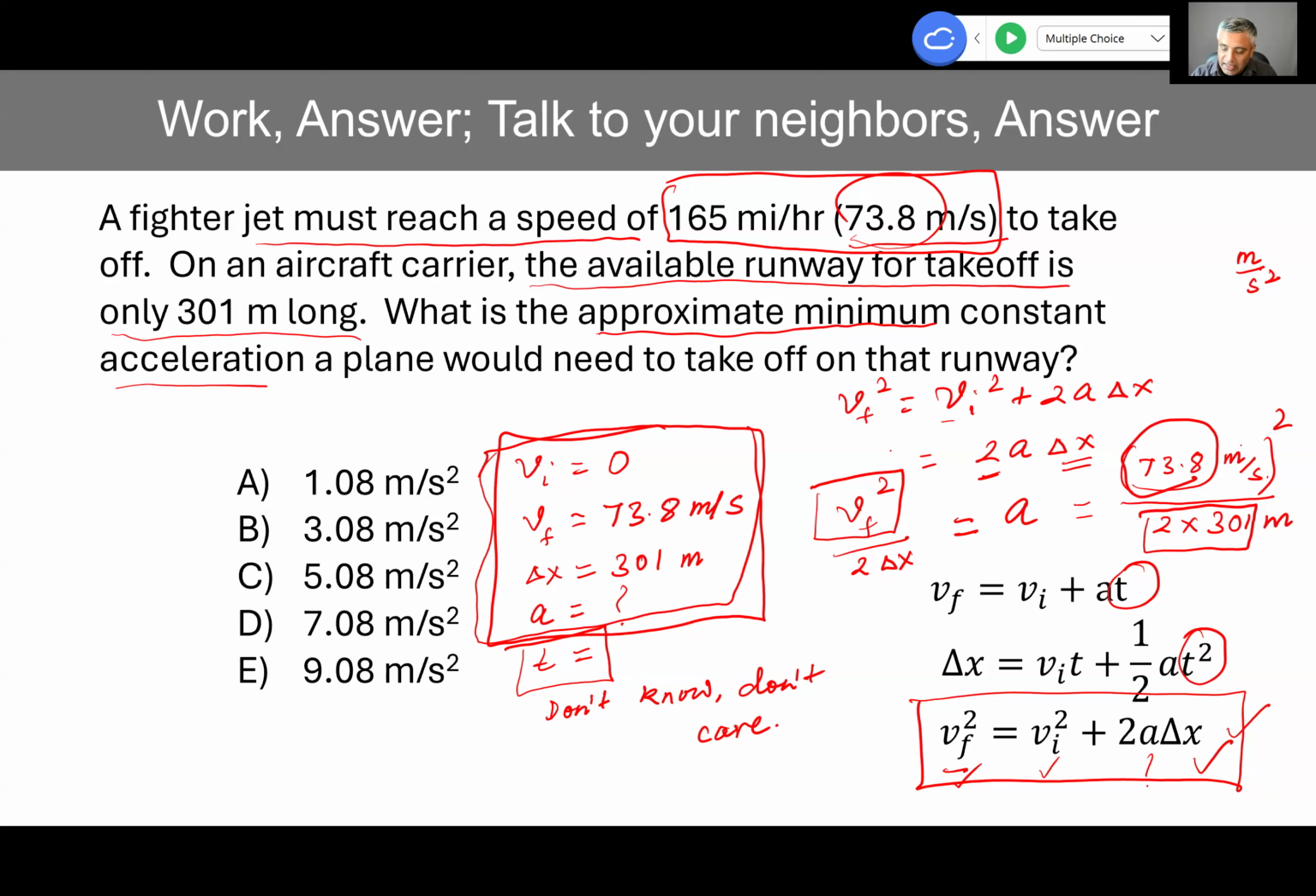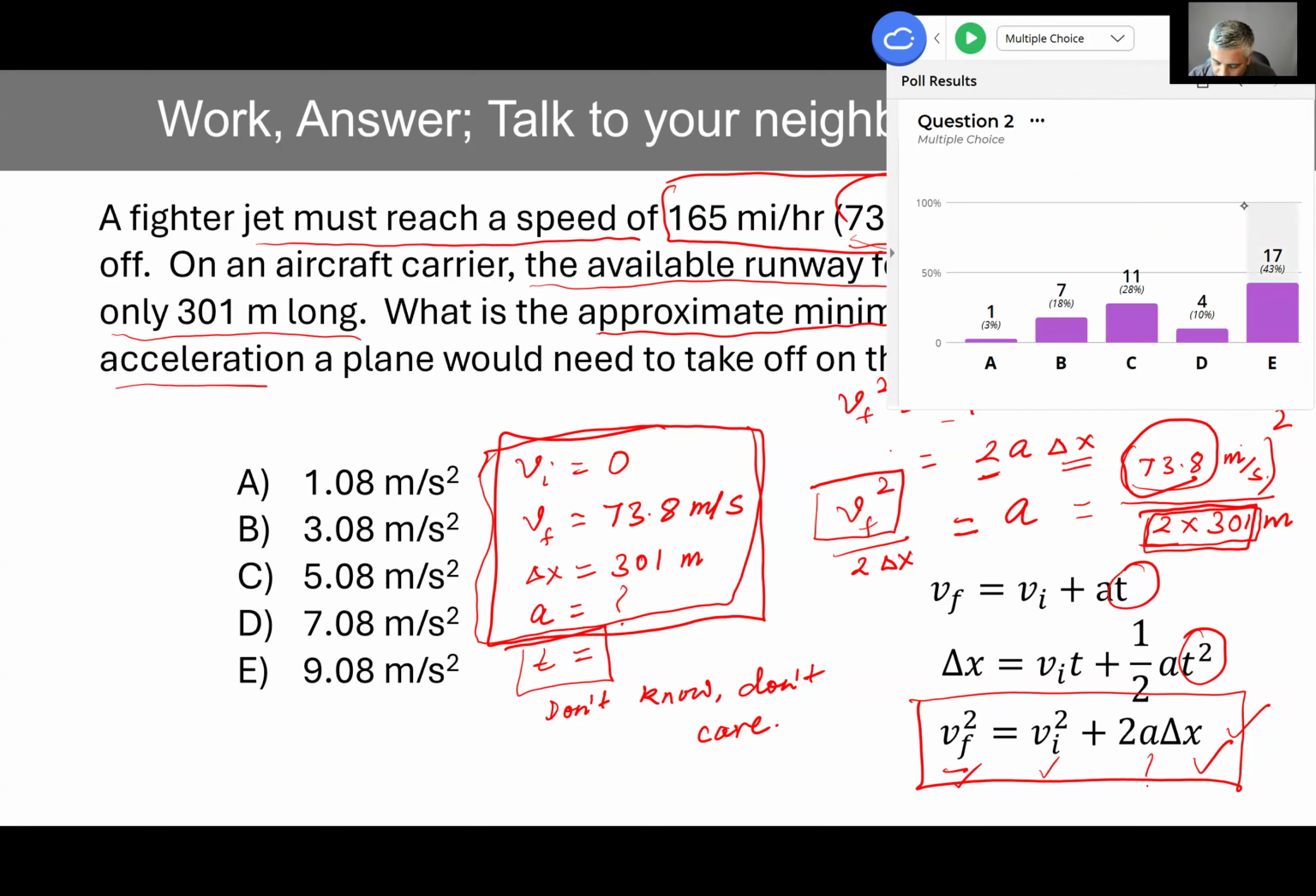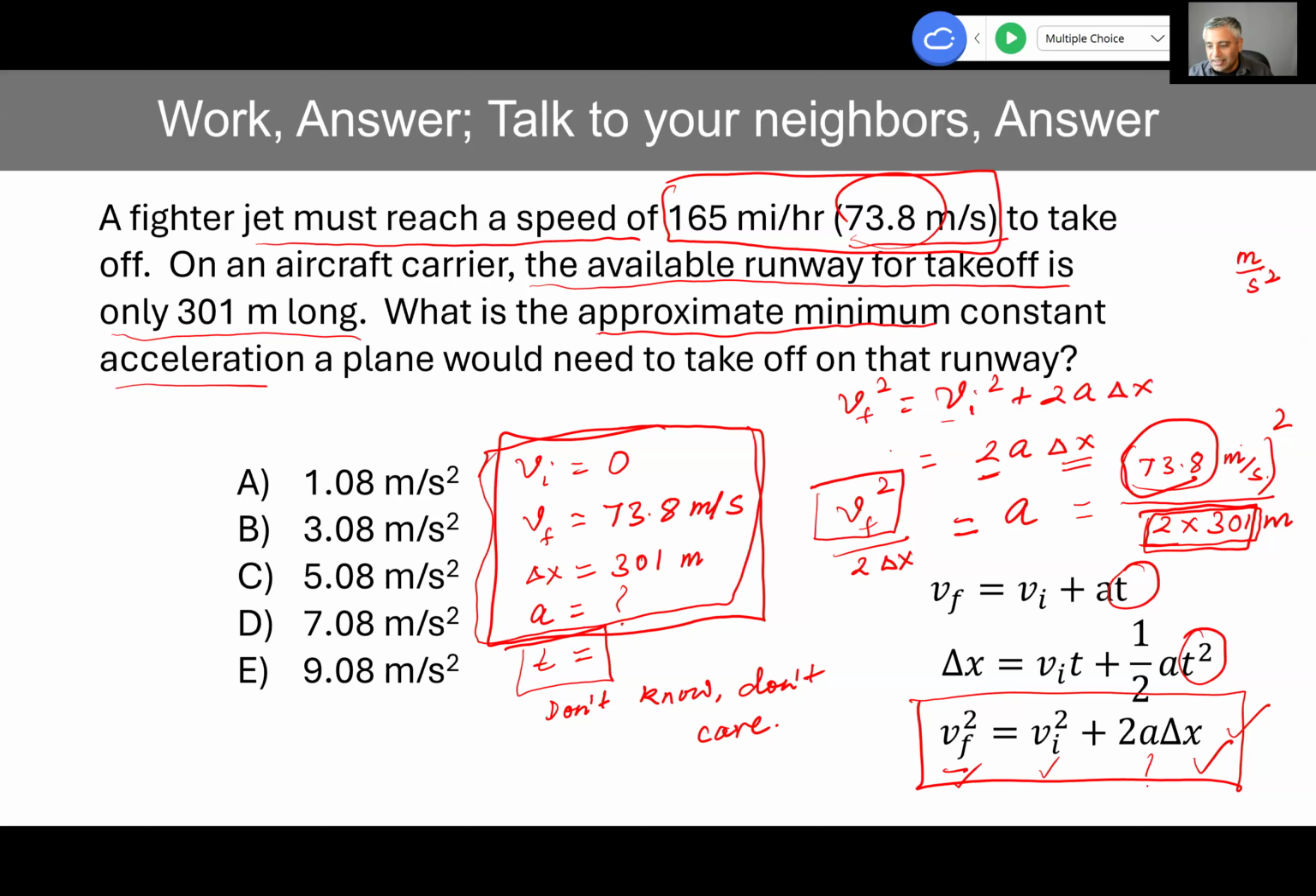So what are we getting? Which one is closest? I see there is one response that says a big number. Probably you forgot to divide that by 602 here, right? 2 times 301. So mostly I'm seeing E. So I believe in you, you believe in you guys. So that's that. Okay, so that's the kinematic equation, folks. So that's how you use it.